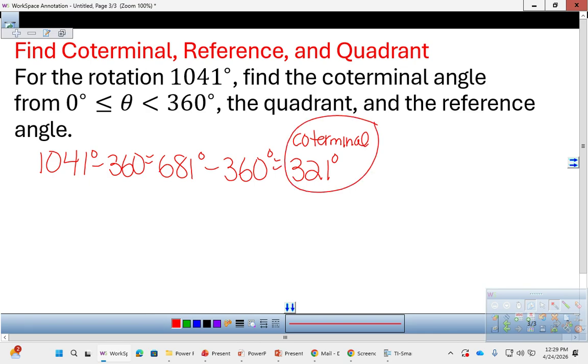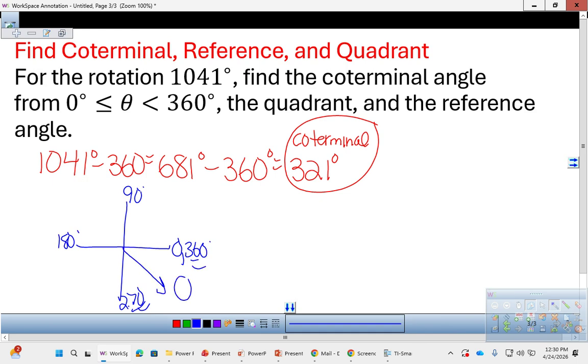But it is in the same position because I was only subtracting full rotations, having it at the same starting place. Now, on my coordinate grid, this angle here is 0, and then we go 90, and then we keep adding 90, 270, until we're back where we started at a full rotation. So the fact that I'm looking at 321, well, 321 is somewhere between the 270 and the 360. So it's falling somewhere here. And that puts it in quadrant 4.